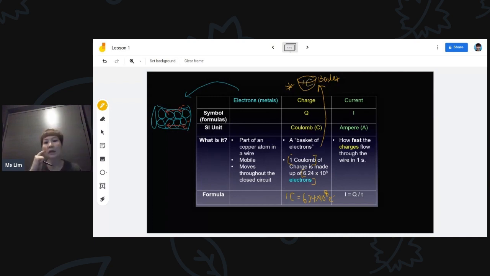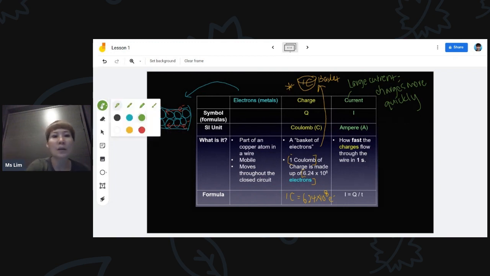Now then, what is current? Current refers to how fast or slow this basket moves. Are these charges moving quickly or are they moving slowly? That is what we call current. So when we talk about having a large current, what you're trying to say is that the charges are moving quickly through the wire, through the circuit. So a large current means that the charges move quickly throughout the circuit.